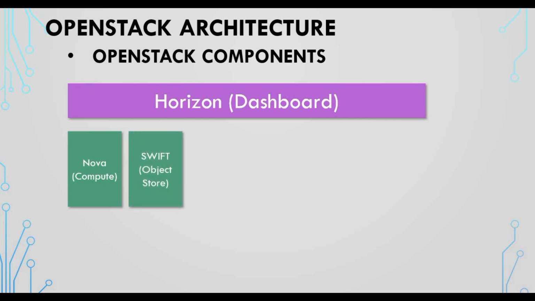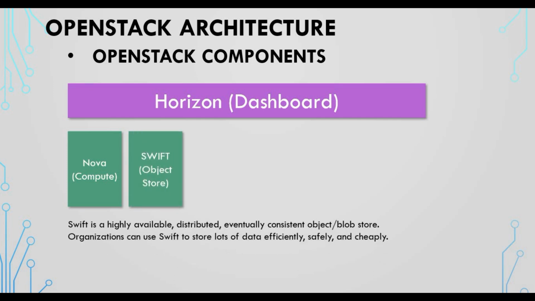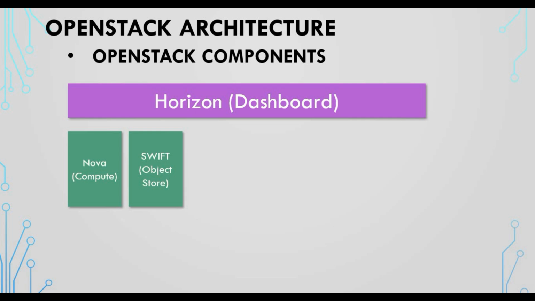Now let's move on to Swift, or object store. Swift is a highly available, distributed, eventually consistent object or blob store. Organizations use Swift to store a lot of data efficiently, safely, and cheaply. If you don't know about object store and block store, I would request you to have a look at that, so you can find the difference between what is object store and what is block store. Block store is more like an old method.